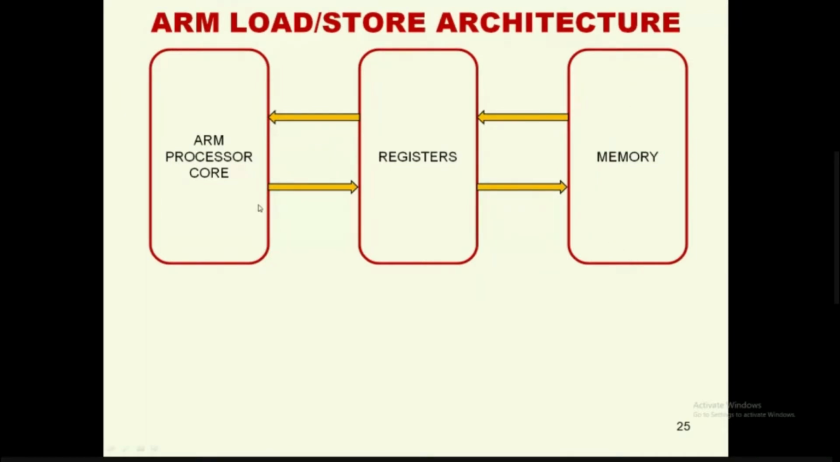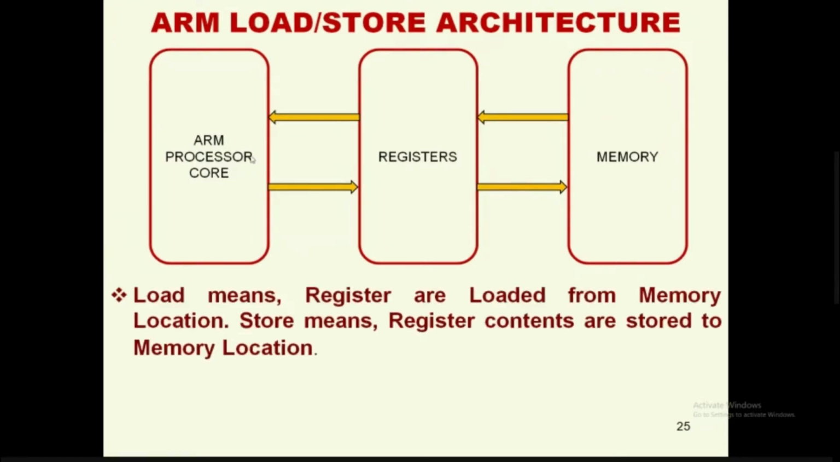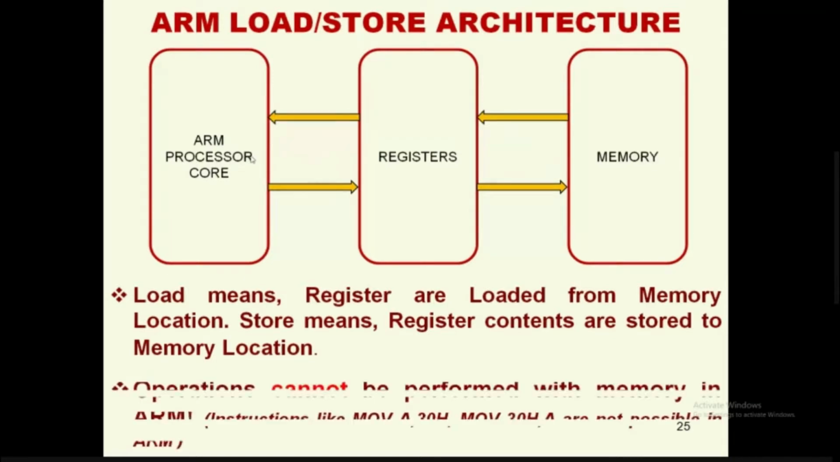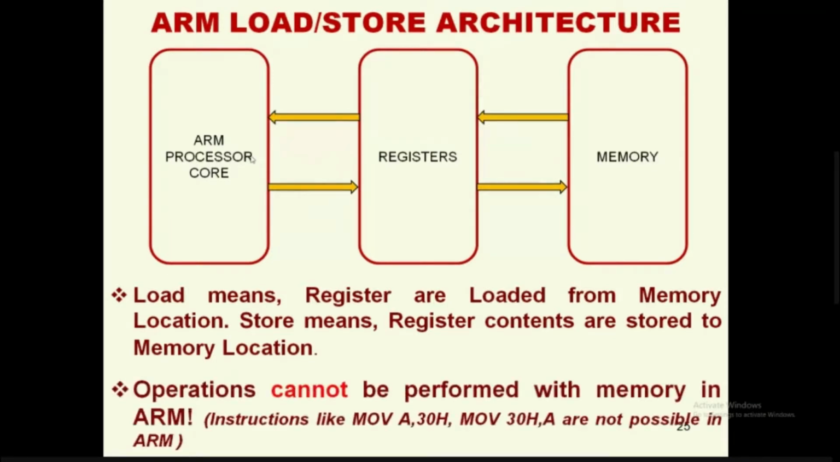Okay. So the processor cannot directly interact with the memory. The processor can only interact with the register. Hence, load store architecture comes into the picture. Load means registers are loaded from the memory location. Store means register contents are stored to the memory locations. Operation cannot be performed with memory in ARM. Which operation cannot be performed with memory?